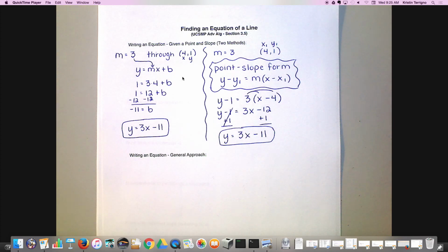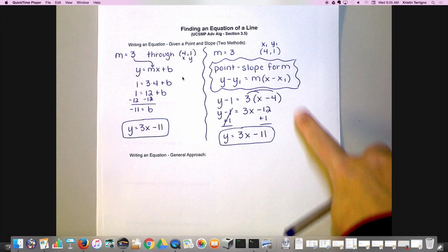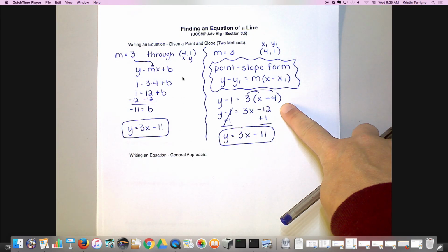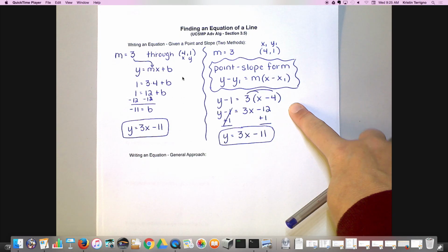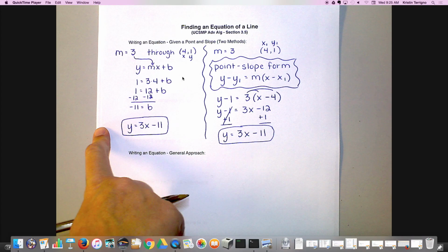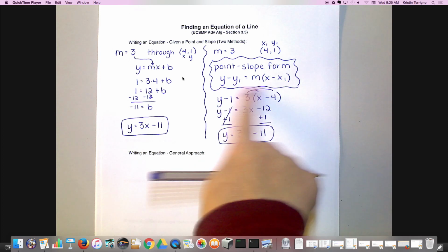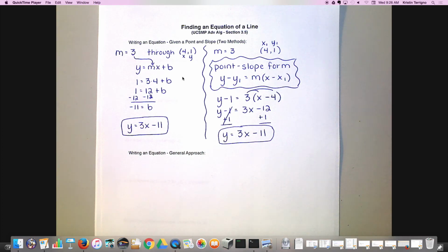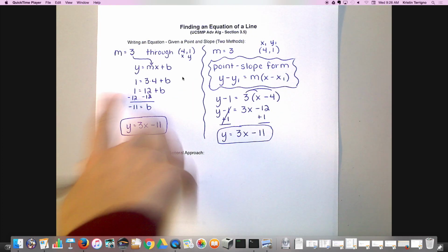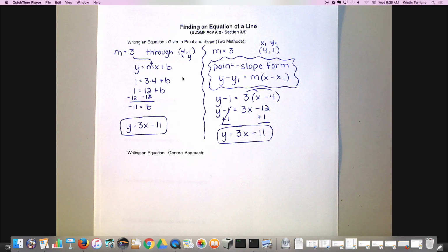I showed you both of these methods because your book goes about it this way. So anything you look at in the book is going to look like this. All right? This is the way I had always learned it. And honestly, I didn't even learn this equation until I started teaching this class because I had always just done it this way. Either way is fine. Okay? Either method will work just fine, whichever one you like better.